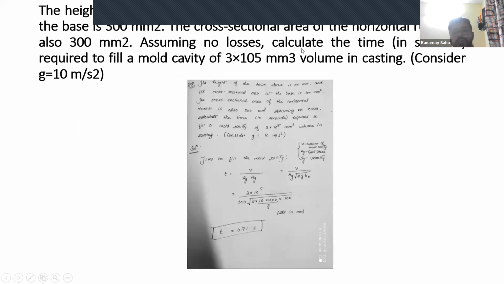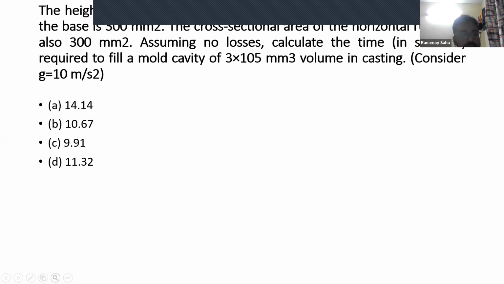So now we have a numerical question. It says the height of the down sprue is 100 mm, and the cross-sectional area at the base.